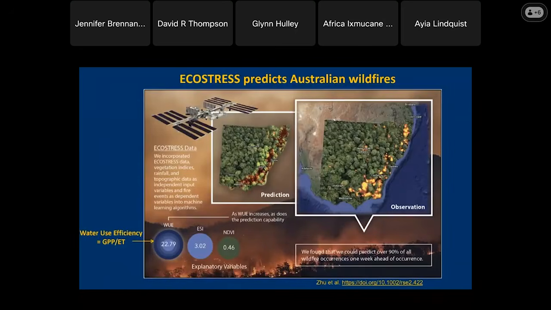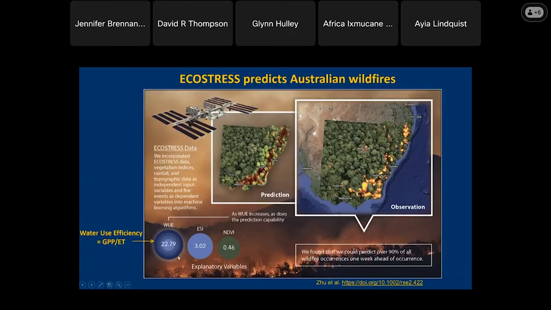Moving on to wildfires, I really like this example. This is from a study predicting wildfires in southeastern Australia. What this study did was they incorporated both ECOSTRESS data, but also other types of vegetation index data, rainfall, and topographic data. They input these into a machine learning model and then determined which one of those variables explained the actual fire that occurred the best.